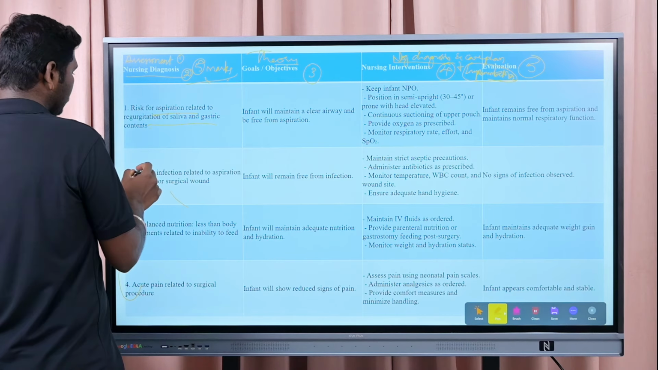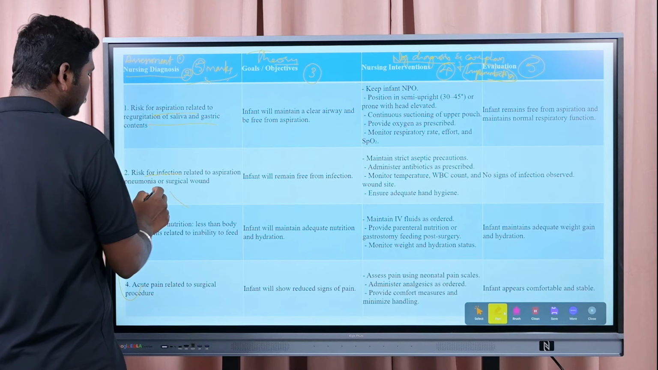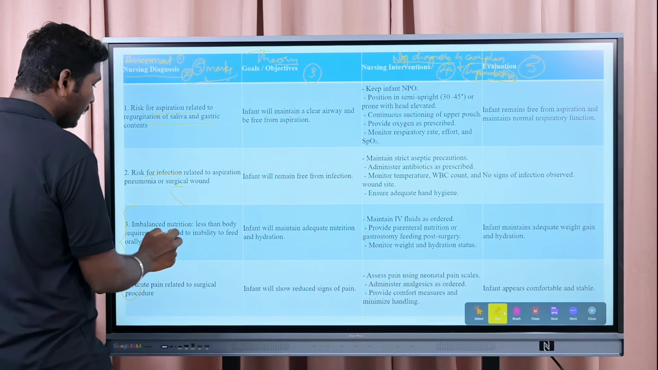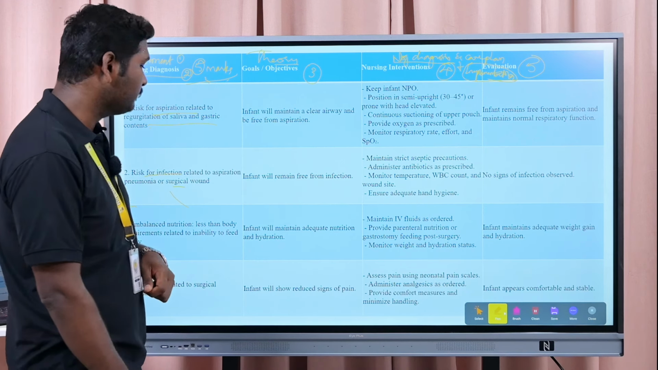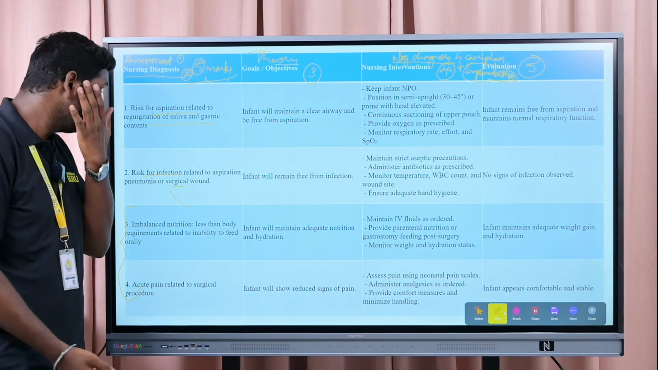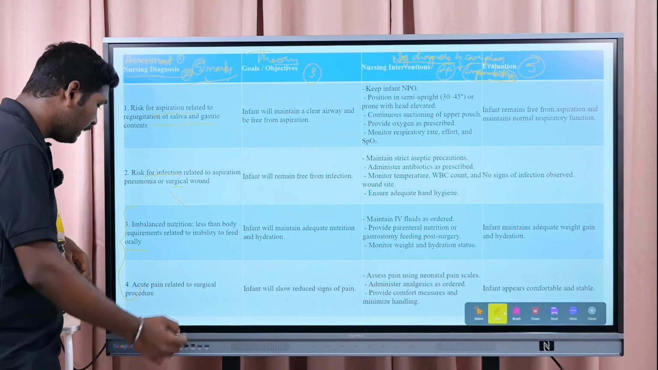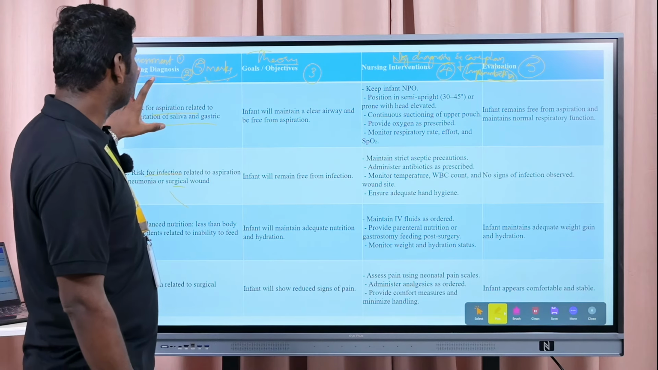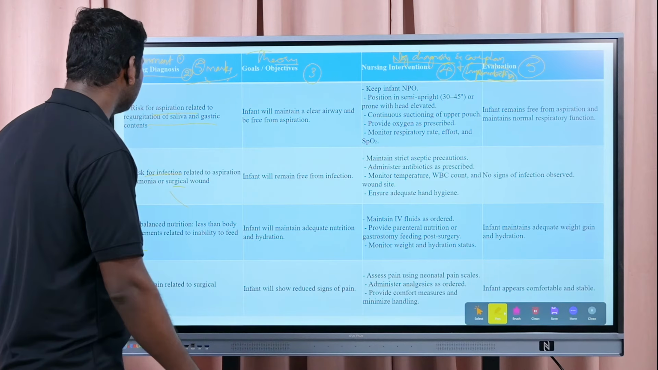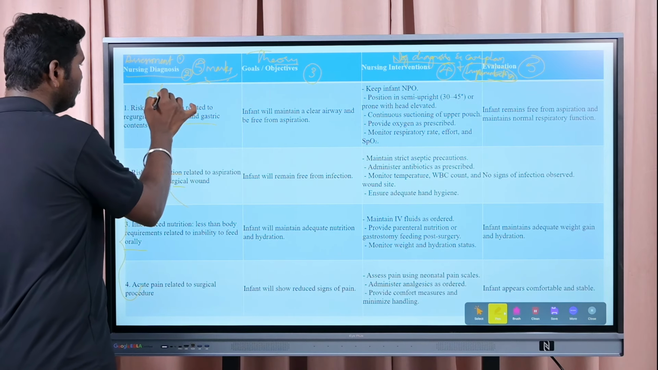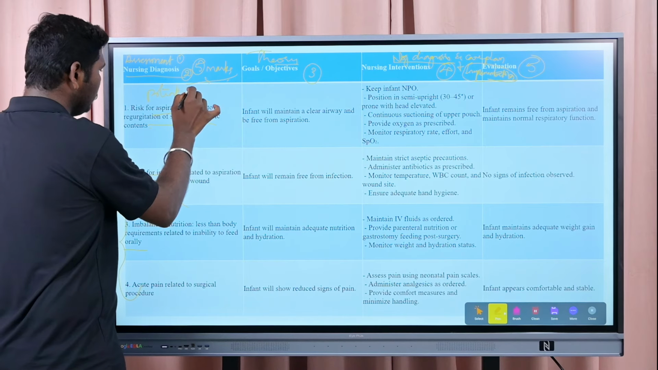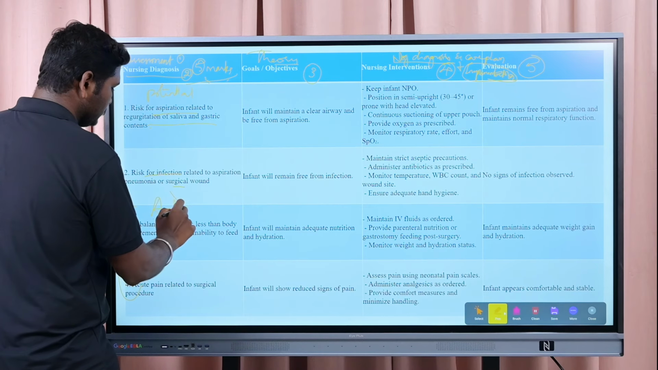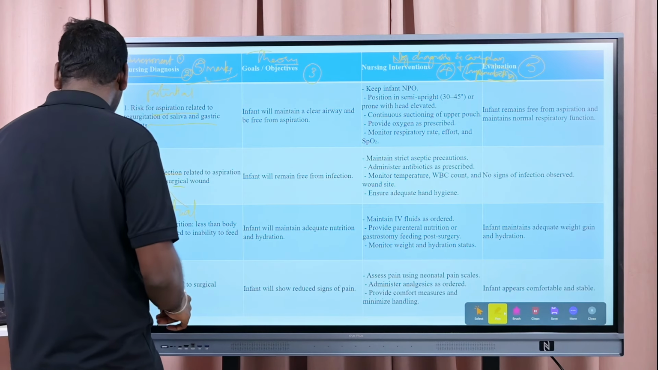So, risk for infection related to aspiration pneumonia or surgical wound, imbalanced nutrition less than body requirements, which is related to inability to feed orally, and acute pain, which is related to surgical procedure. So these are the most prioritized nursing diagnoses, where this will be your potential diagnosis and this will be your actual diagnosis. Clear with this?